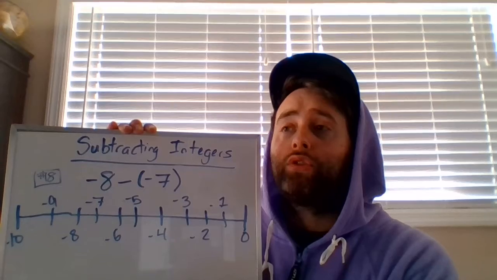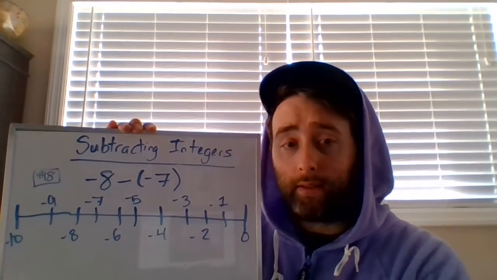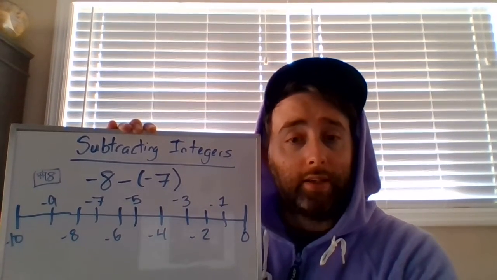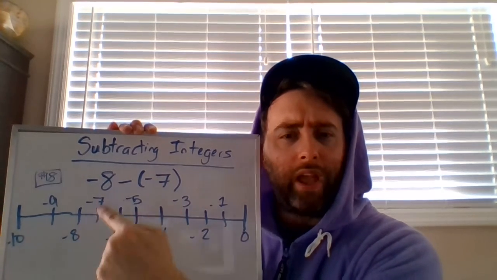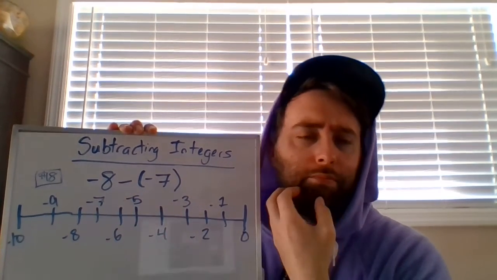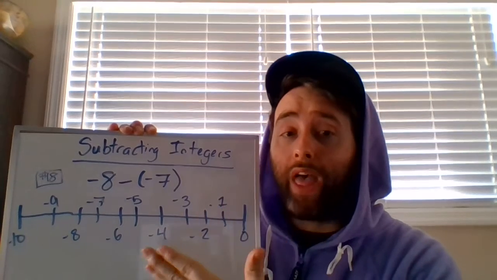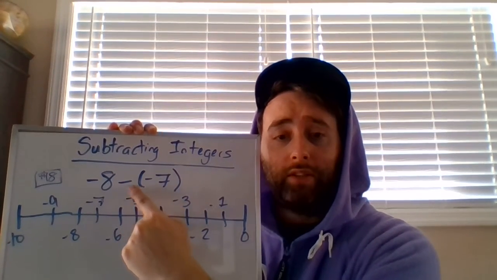There's one thing you have to look for before you do that saying. Same sign, add, different sign, subtract. Here, we do. We have a negative 8 and we have a negative 7. But something's going to happen before that. See, this is a subtraction and this is a negative.